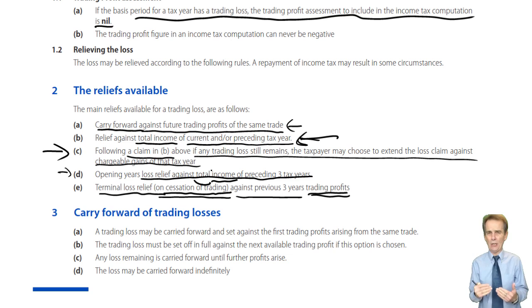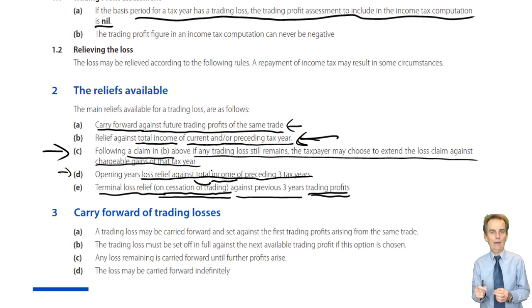On a normal ongoing trader, normal ongoing business, not dealing with opening years, not dealing with cessation, we have the options of set against total income, of current tax year, and or preceding tax year. So you can go against one or other of those years. You could go against both years and decide which order in which to take the loss against the total incomes of those years. Any loss that remains still after that, there is only one thing to do with it: carry it forward against the future trading profits of that same trade.